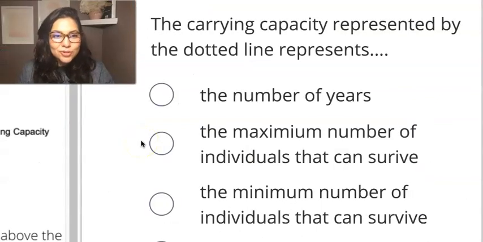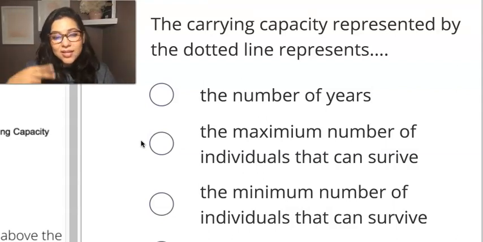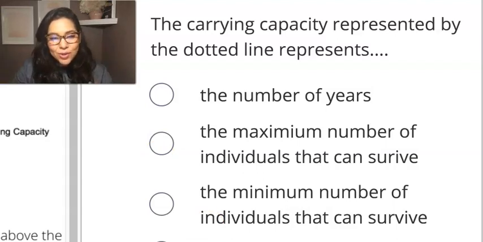All right, so let's do a little check-in for understanding. What does the carrying capacity represent? What does that dotted line represent? Does it represent the number of years, the maximum number of individuals that could survive, or the minimum number of individuals that can survive? Go ahead, select your answer, and when you're ready to go over the response, press play.